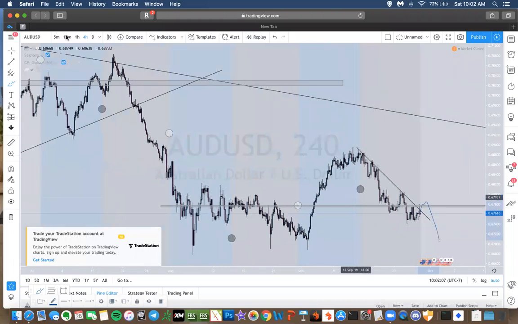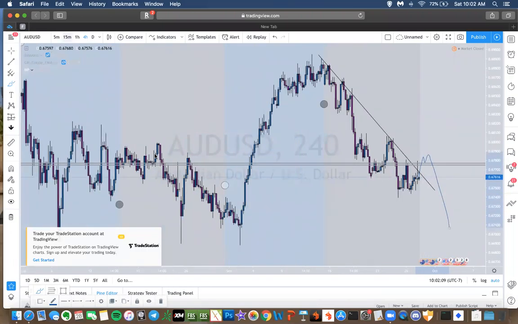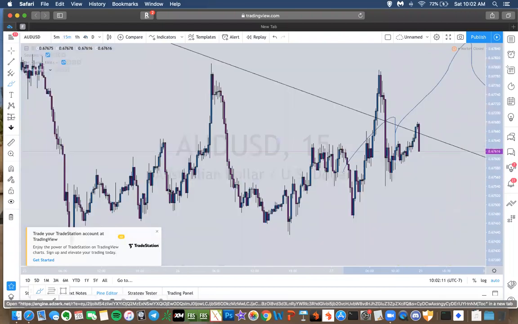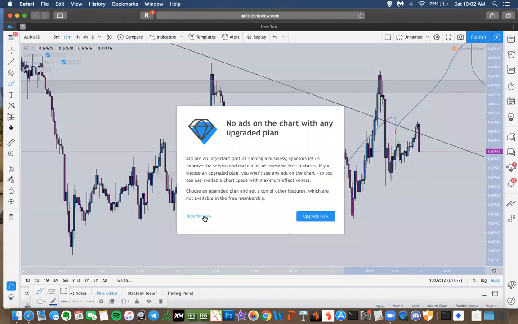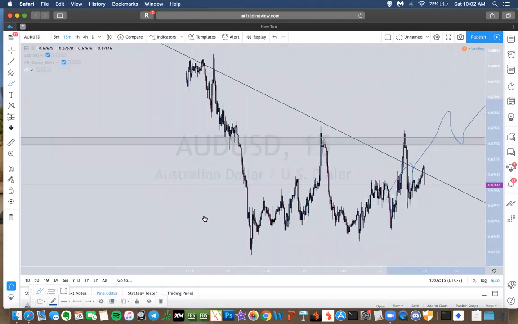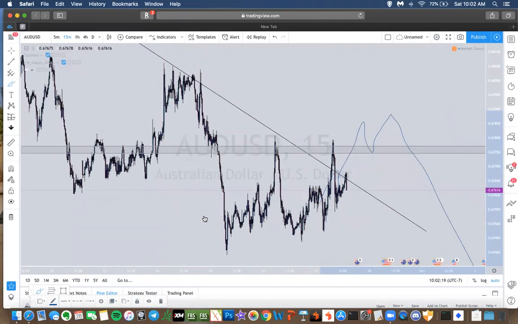Let me go look on the 15-minute before I close up. Shoot, we're gonna run out of time. All right, what I'll do is I'll share this with the Academy for sure. We'll look at this Monday morning after the open, and then we'll get more in depth on this. Let's see how this one opens, guys.